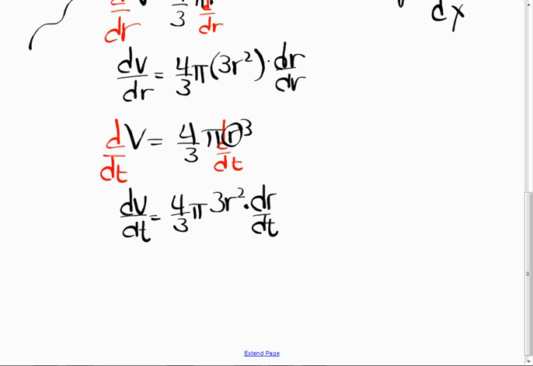We have to talk about how something changes as something else changes. And I have to chain it. I know it's hard. That would be your answer with a dr dt in it.